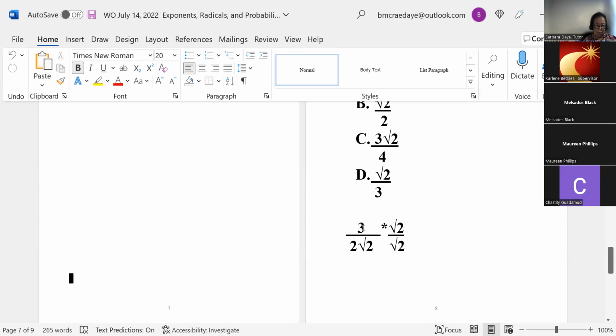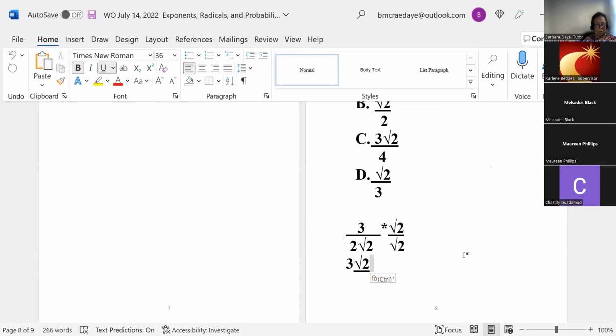Now, 3 times the square root of 2 gives you what, Mercedes? What is it? When I multiply this, what do I get? I just get 3, the coefficient, and square root of 2, right? Okay, so the top is just 3 times the square root of 2. There we go.